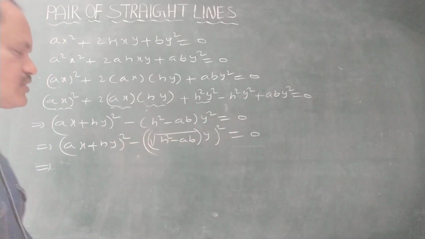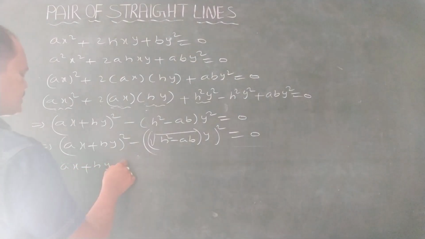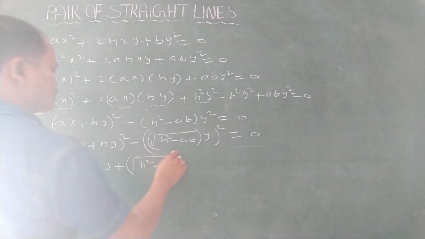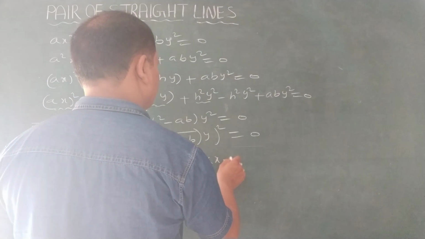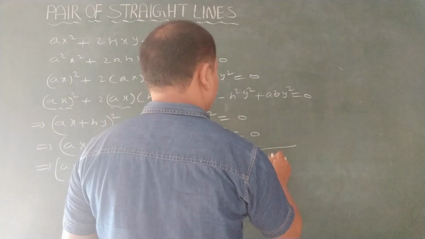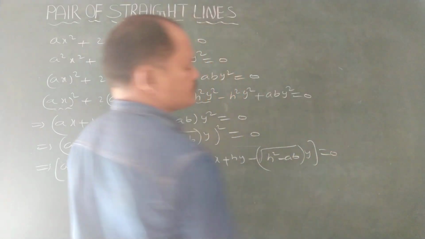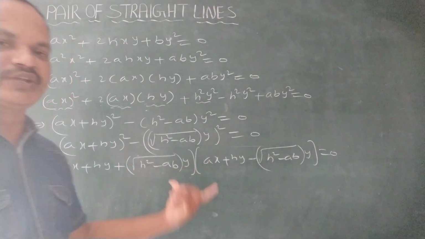Since a square minus b square, this can be written as ax plus hy plus square root of h square minus ab times y, into ax plus hy minus square root of h square minus ab times y, is equal to 0. That's why the pair of lines represents two equations, two individual lines.